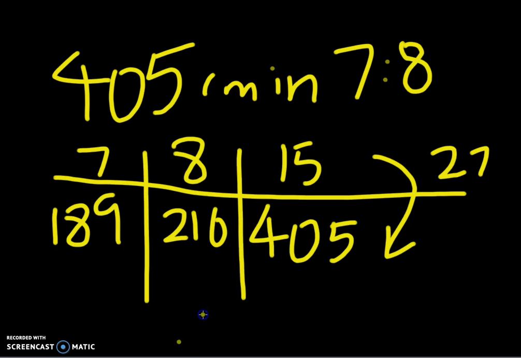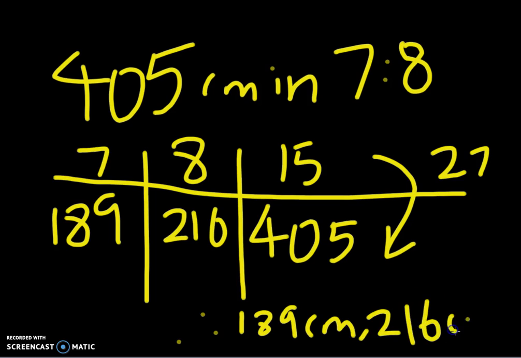So there we are. The answer is 189 centimeters and 216 centimeters. Okay, so we've just divided 405 centimeters into the ratio 7 to 8.